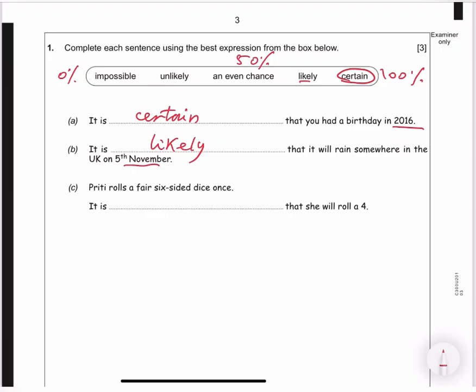And the next one, Pretty rolls a six-sided dice once. She wants to roll. She rolls 4, so that's a chance of 1 out of 6. So we're going to use the word unlikely.